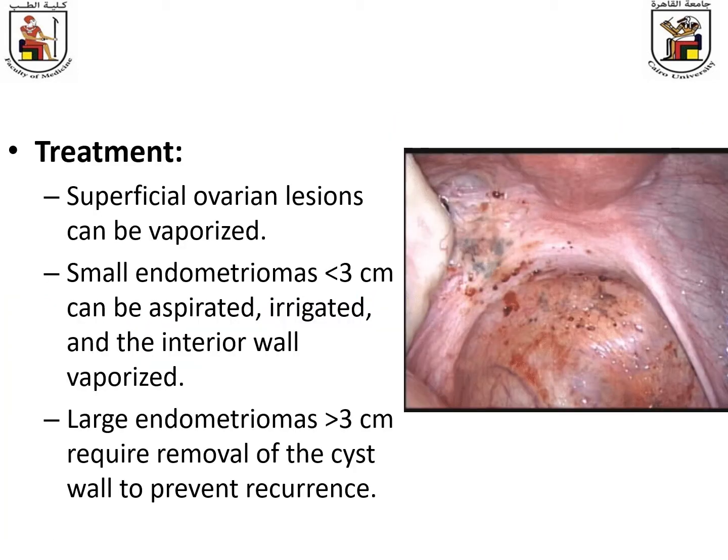As for the treatment, if you have superficial ovarian lesions, these can be vaporized, as you can see here on these superficial lesions, which appear on the lateral pelvic wall or may be present on the surface of the ovary. Small endometriomas less than 3 centimeters can be aspirated, irrigated, and the anterior wall vaporized, while large endometriomas more than 3 centimeters may require surgical removal of the cyst to prevent recurrence.